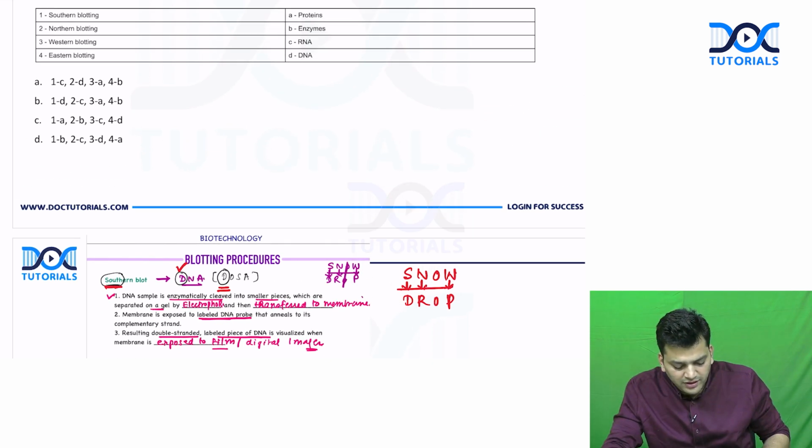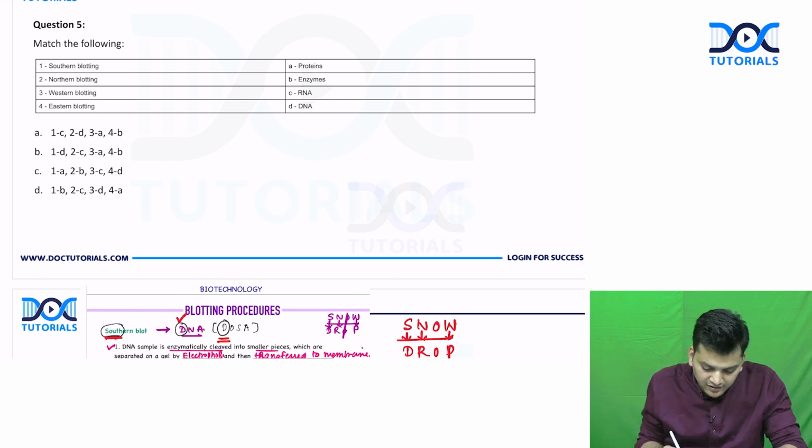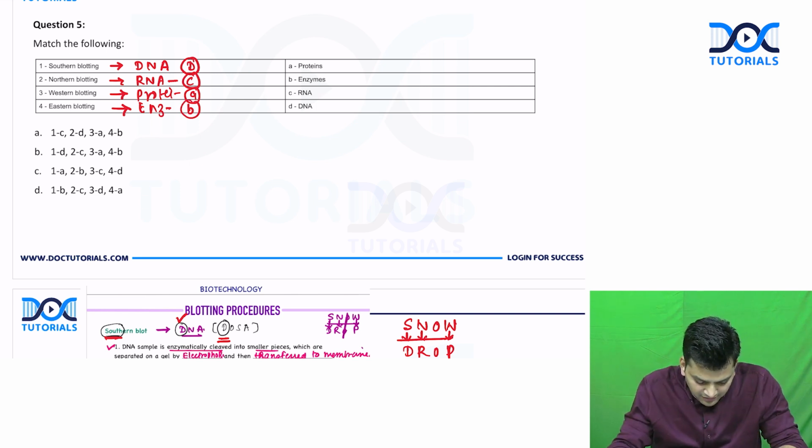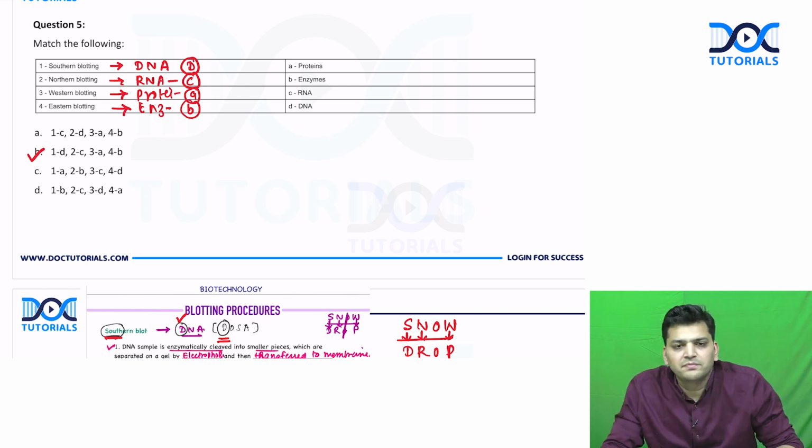So it was a very straightforward, clear-cut question: southern blotting is done for what? Southern blotting is done for DNA. That is given in option D. Northern blotting is done for RNA. Western blotting is done for protein. And eastern blotting is done for enzymes. So the answer is DCAB, the second choice.